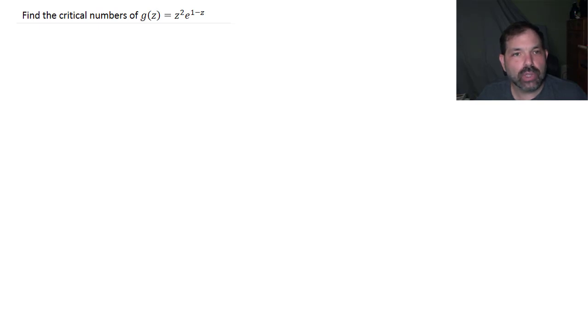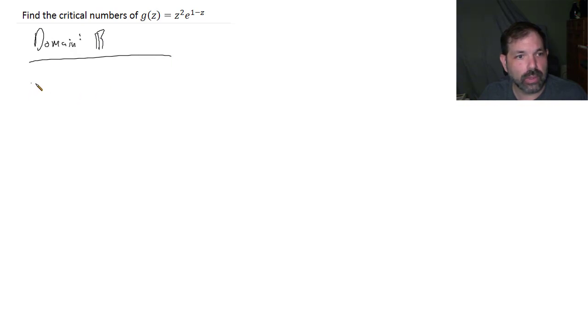Find the critical numbers of g of z is z squared times e to the 1 minus z. All right, let's analyze for the domain. Let's see, z squared is not an issue. E to the 1 minus z: no divisions by z. E to a real number is real. So there are no domain concerns here. So the domain is all real numbers.